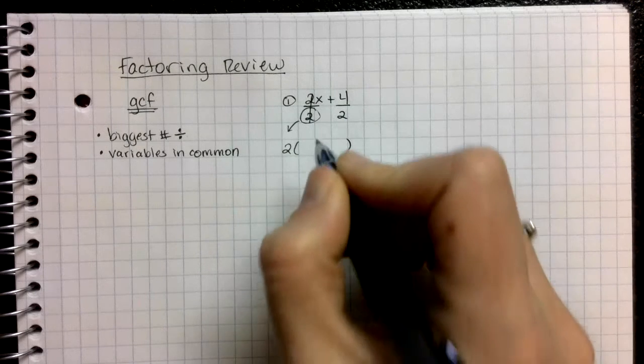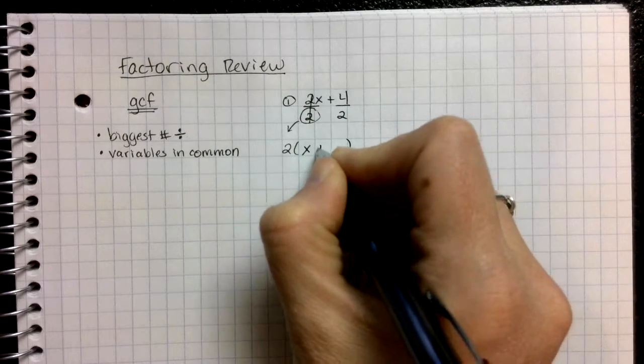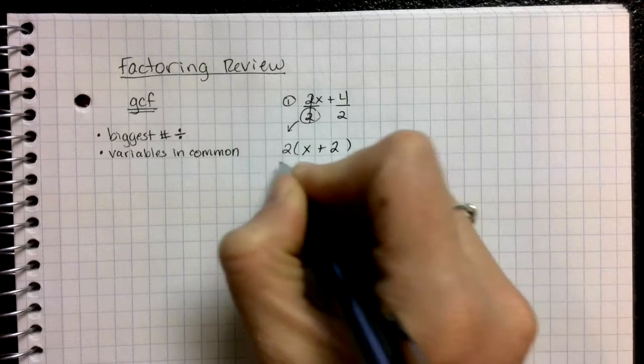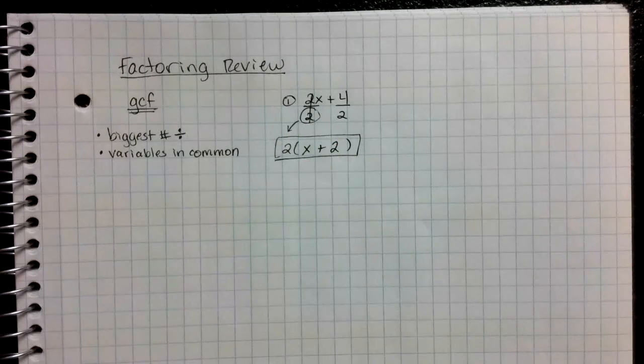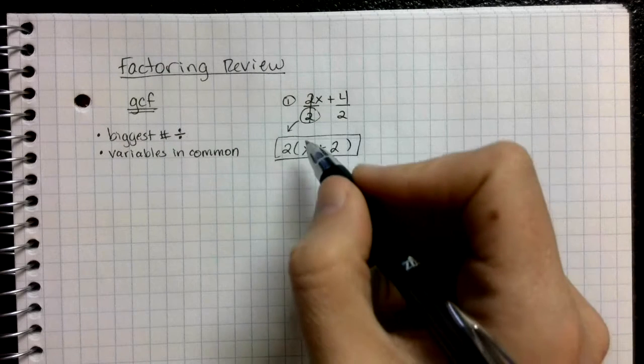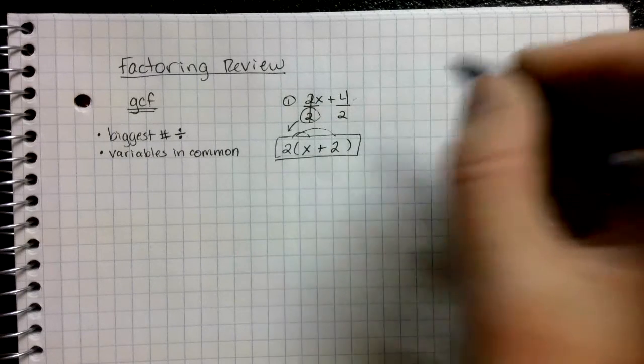2 divided by 2 is 1. So technically this is 1x, but we really don't have to write that 1. And then 4 divided by 2 is 2. So if you remember, this whole concept of factoring out a GCF is the reverse of the distributive property. So if you were to distribute, you should get right back to where you started.